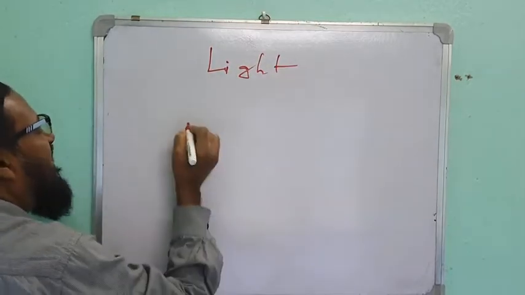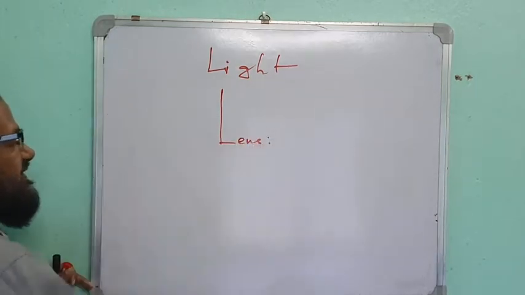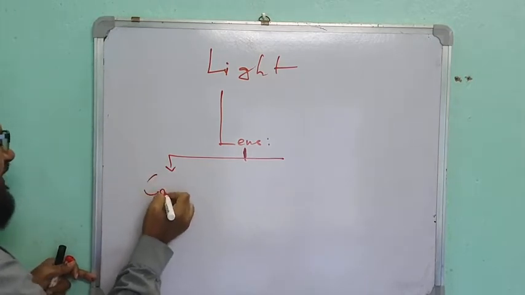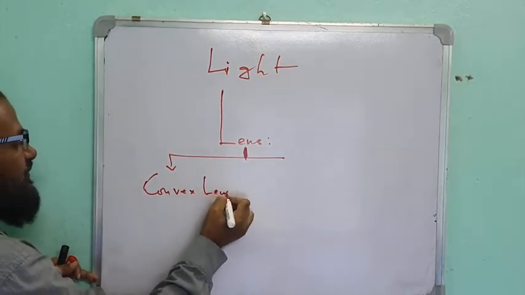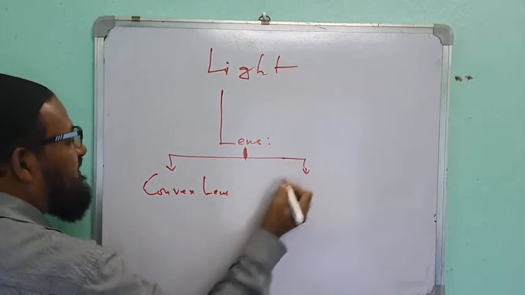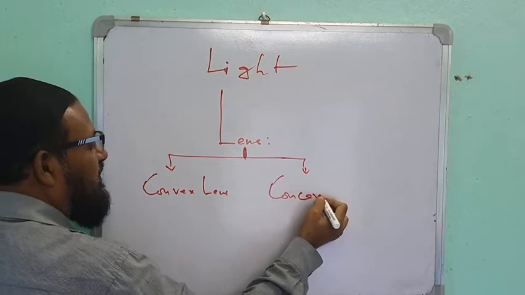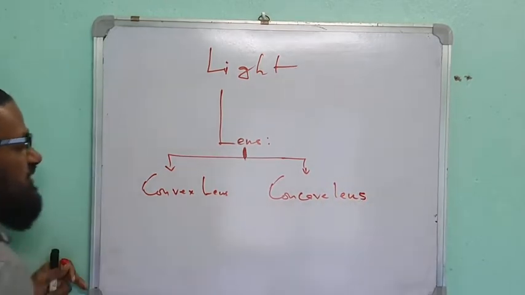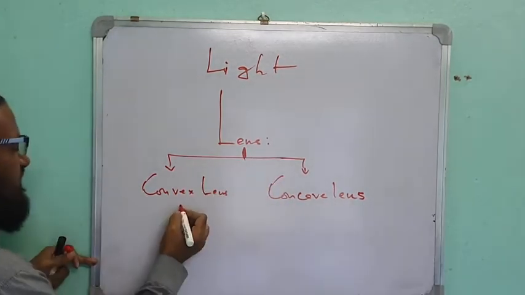This is a lens. Convex. Convex lens. This is concave lens.